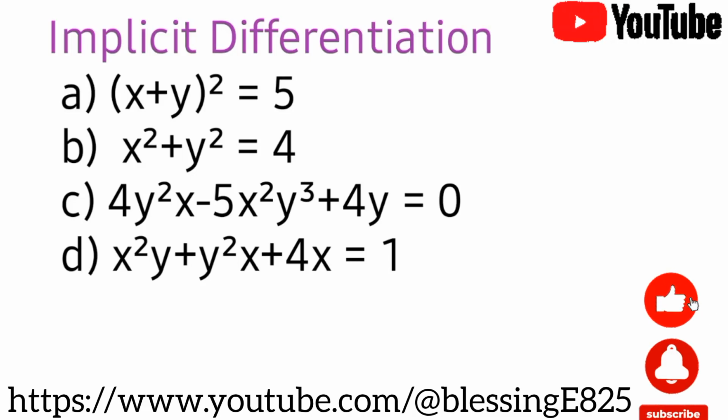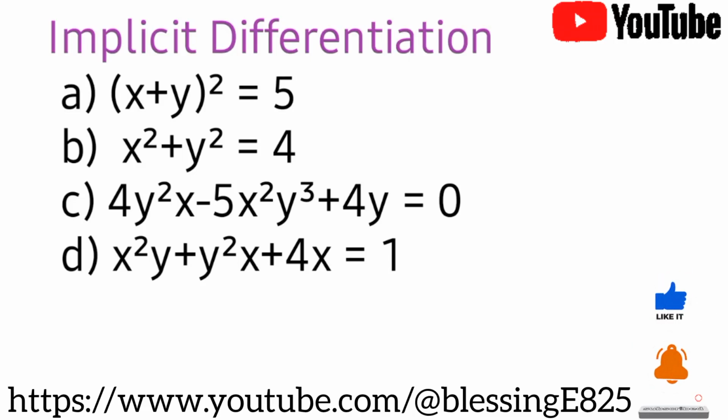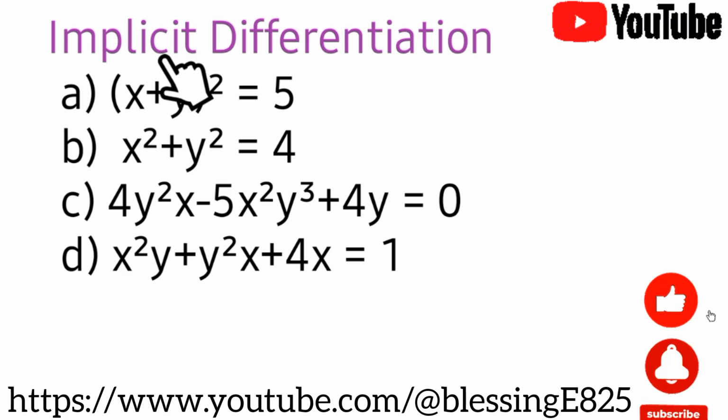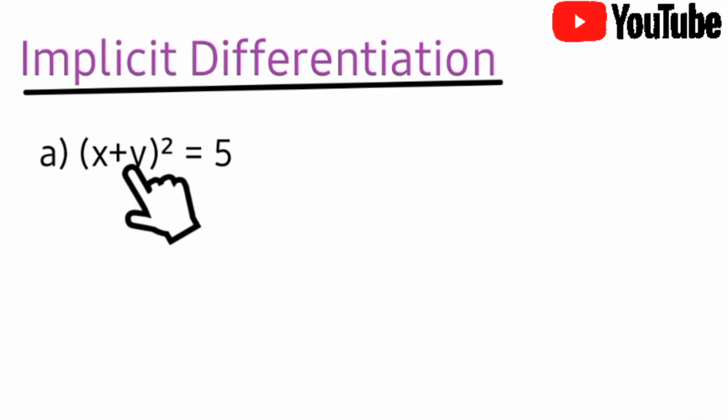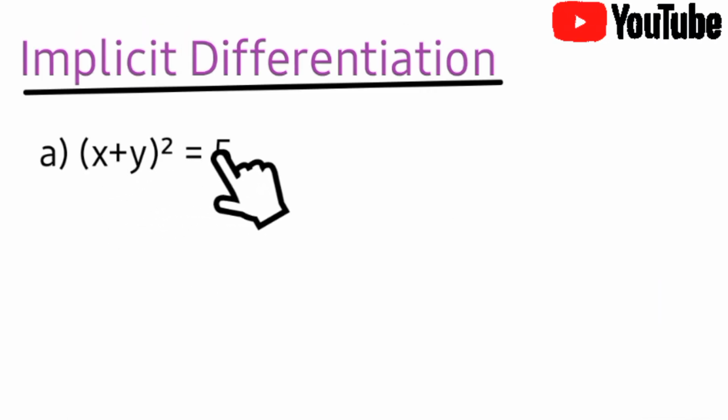Welcome to my tutorial. This video will walk you through the process of differentiating implicit functions, known as implicit differentiation. So we'll differentiate each of the following functions implicitly. Starting with the first question, (x + y)² = 5.